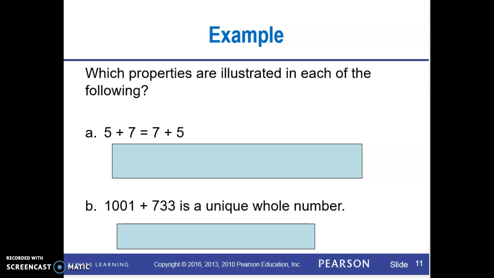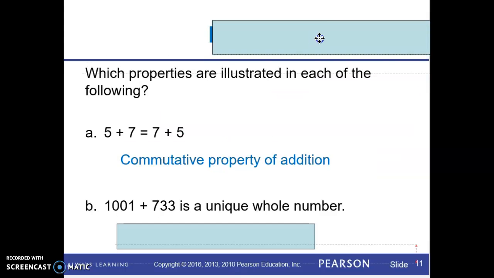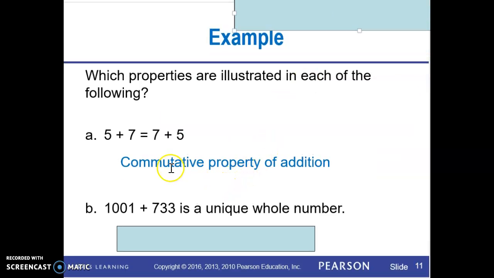All right, so let's do some practice. I want you guys to see if you can figure out which property is illustrated in each of the following. Okay, so for this one, 5 plus 7 equals 7 plus 5. What property are we looking at here? Hopefully you put commutative property because the numbers are moving, right? Notice the T there, commutative. 5 is first, and now 7 is first.